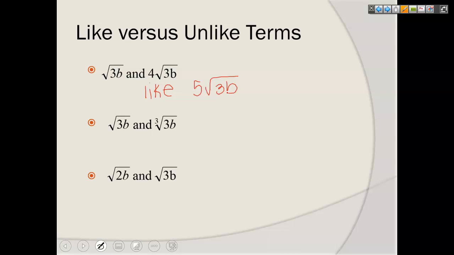The square root of 3b and the cube root of 3b, they are not like terms because even though the radicand matches, the index does not. And same with the last one, both square roots, but 2b and 3b are not the same.